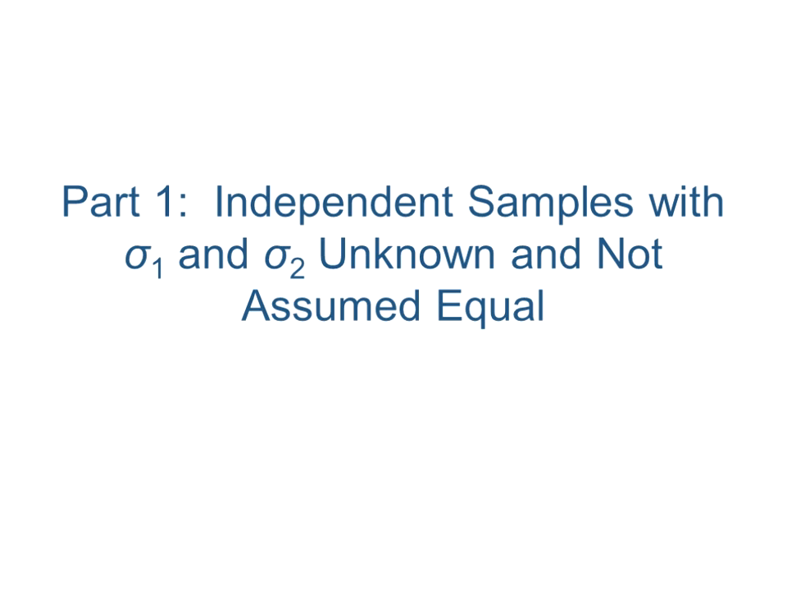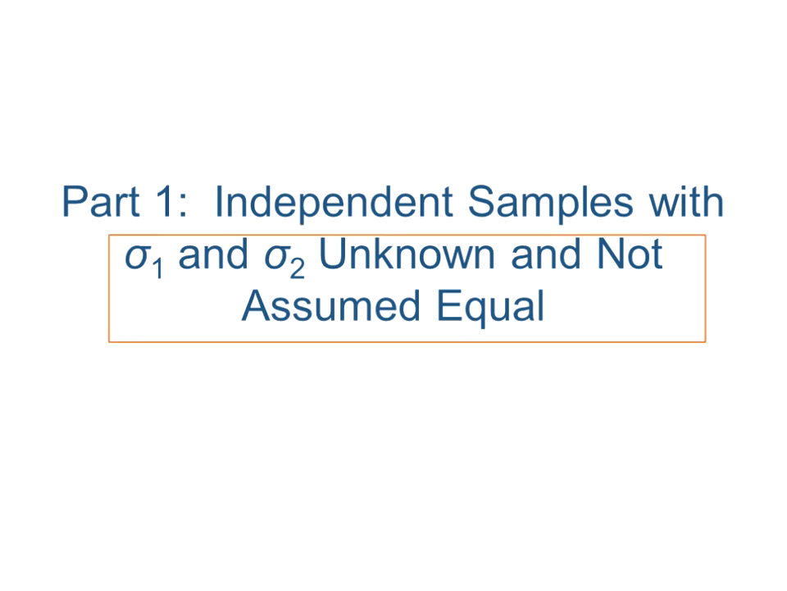Okay, so I am going to work under the assumption that mu1 and mu2 are unknown and they're not assumed equal. There's another scenario when they are assumed equal, but in this first part, we're saying we do not know what our population standard deviations are, and we do not know that they're equal.